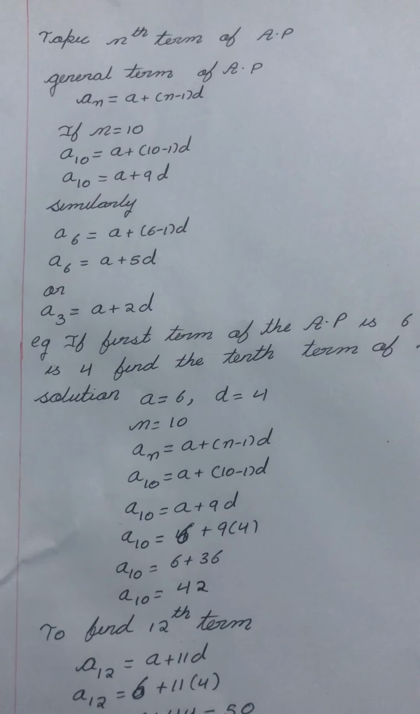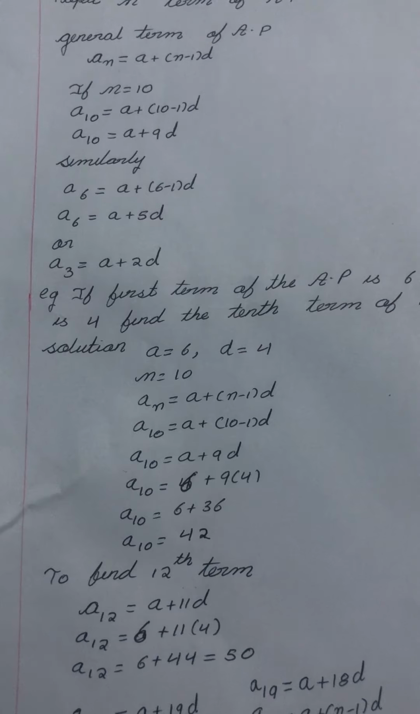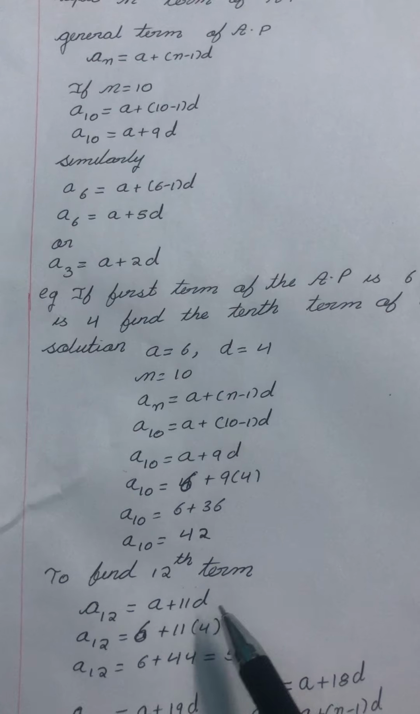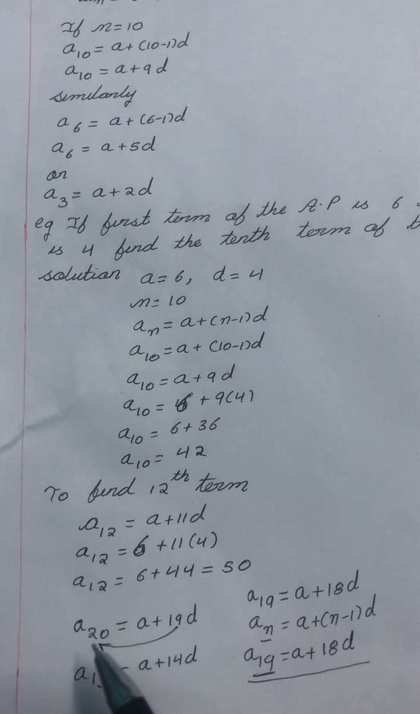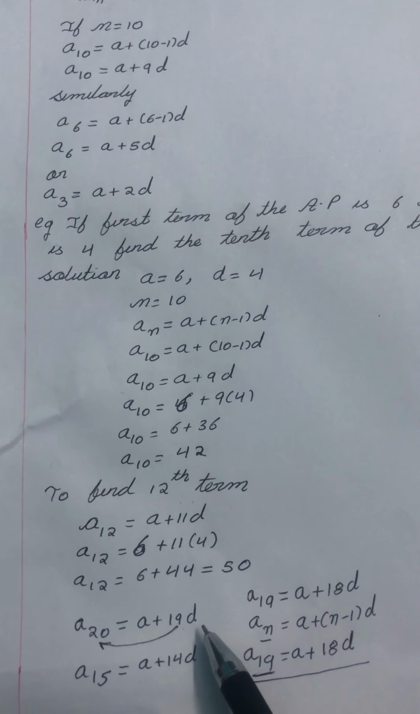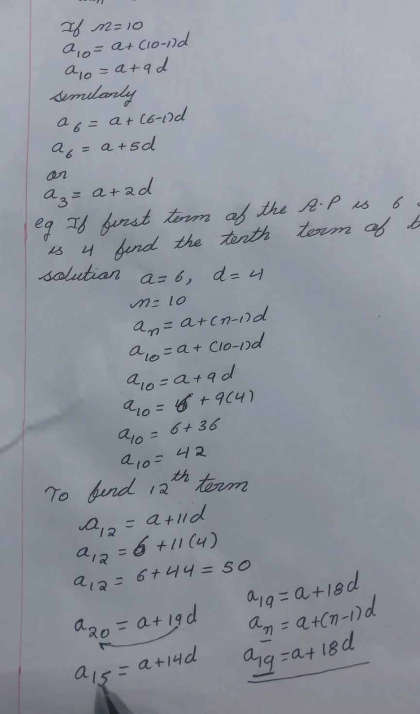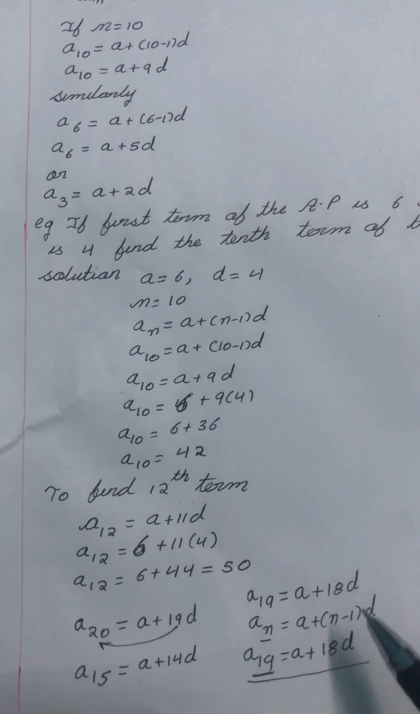Please note down the formula and the example, or you may take a screenshot. In the same AP, if we want to find the 12th term, again apply the general term formula. So a12 equals a plus 11d, substitute the values of a and d, and you get the 12th term, which is 50. Similarly, the 20th term is a20 equals a plus 19d. Just keep in mind that the coefficient of d is 1 less than the position. So a15 equals a plus 14d, and a19 equals a plus 18d. How does this 18 come? When you substitute n as 19, it is 19 minus 1, so 18d.